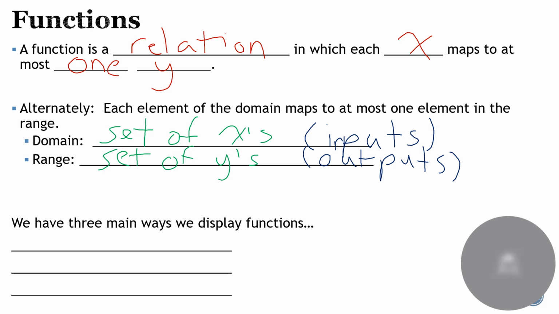All right, now we have three main ways that we can display functions, and all three of them are important. All three of them have advantages and disadvantages. I would say two of them we use more than the third one. So one of the ways that we display functions is with an equation, and that's one of the common ways that we display functions. Okay, so we can use equations. The other really, really common way is with graphs.